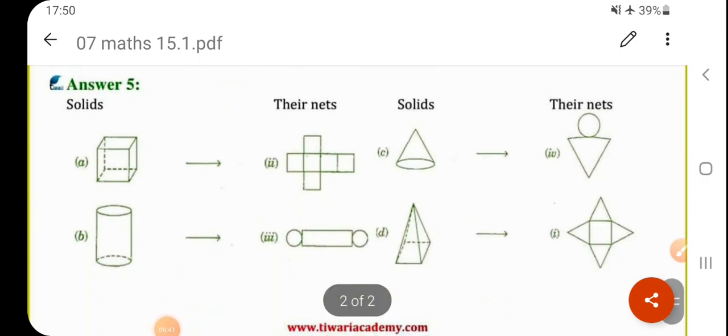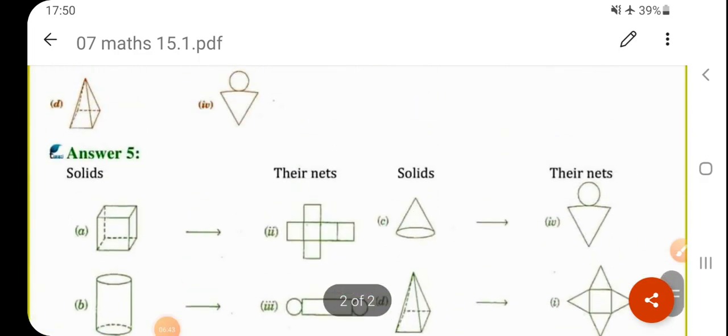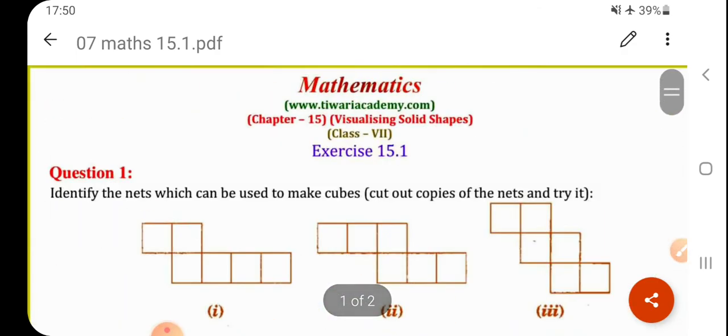The fifth question we have done. Okay, so here this exercise 15.1 is over.